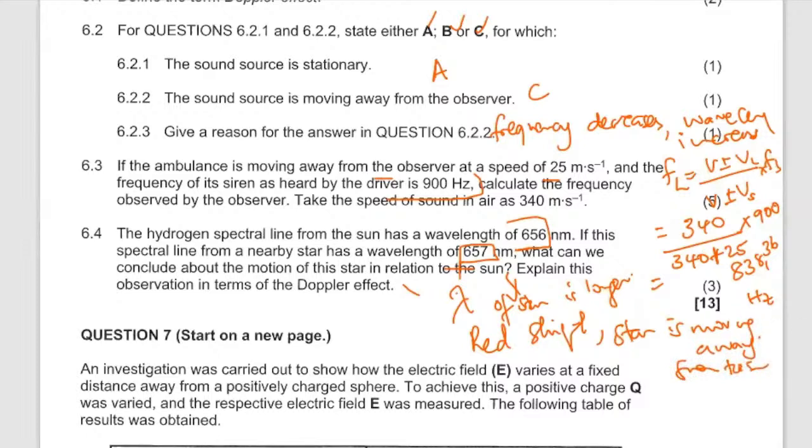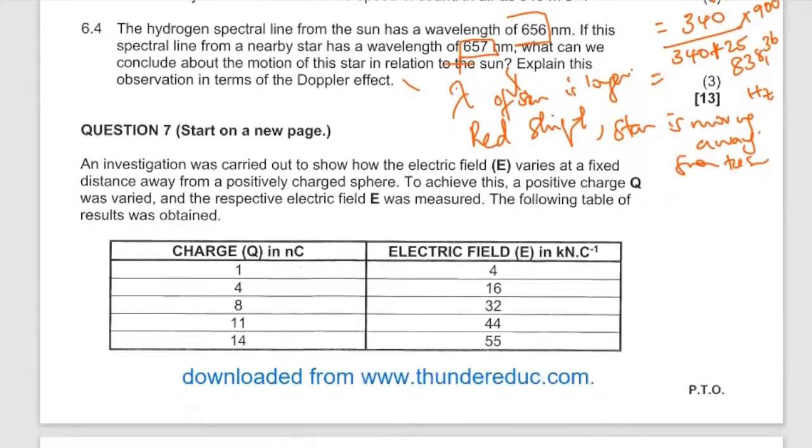Okay, question number 7. An investigation was carried out to show how the electric field varies at a distance from a positively charged sphere. To achieve this, the positive charge Q was varied and so on. So we have the charge in nanocoulombs and then the electric field in the following table.